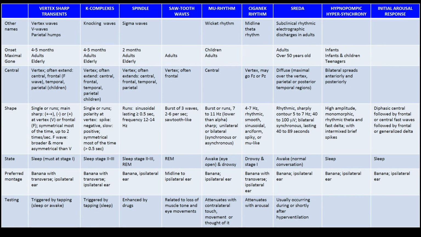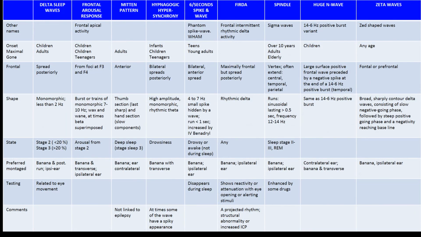Again, take a look at the general chart. This one belongs to the activity primarily occurring in the central region. Compare spindles with other activities from the same area. And also, since a spindle also occurs in the frontal region, compare them with other activity occurring in that region.